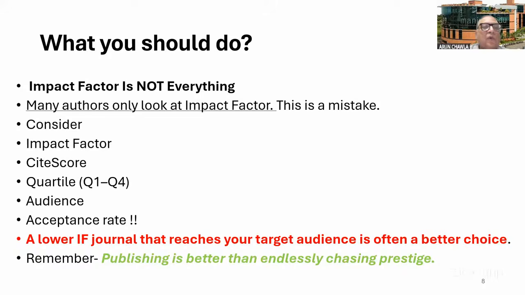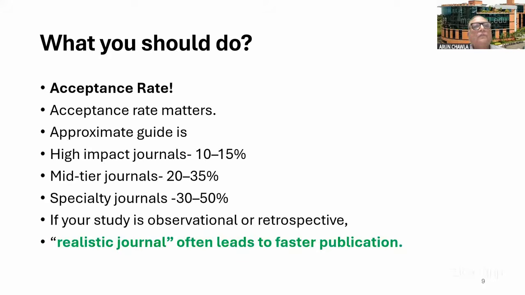I want to go to a Q1 journal. I want to go to European Urology. If it gets rejected, I'll go to the American AUA journal, Journal of Urology. Then I'll come to BJU, and that's how I'll keep going down the ladder. That is not at all a great idea.